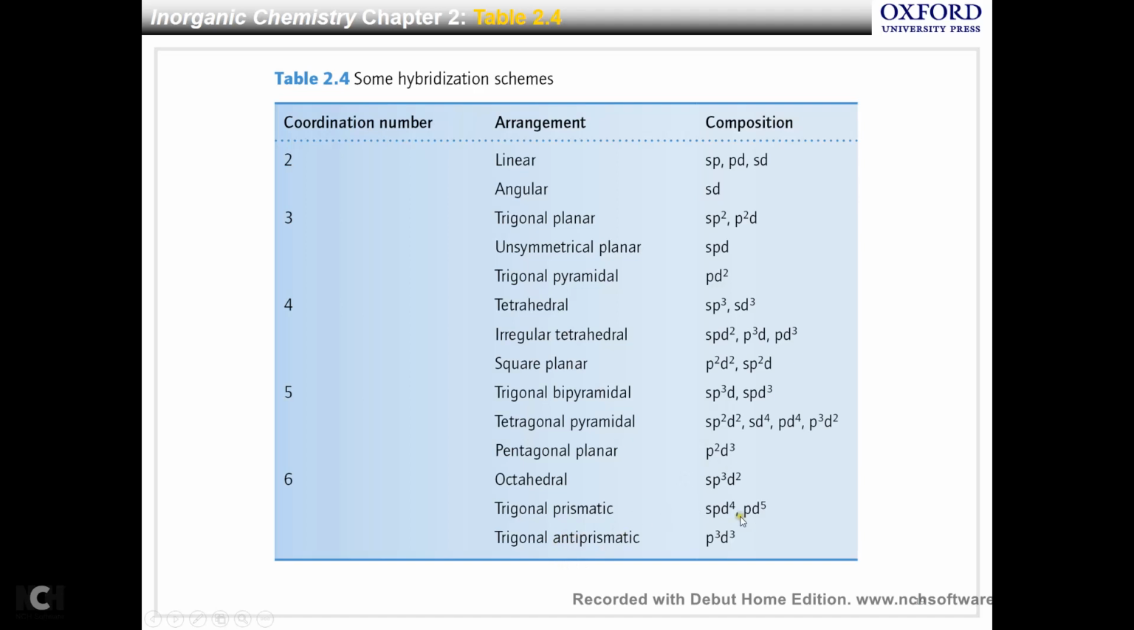So of course you can put some other atomic orbitals together to form some other different shapes. For example, 3 p orbitals, 3 d orbitals. I believe this is just px, py, pz, and this one is dxy, dyz, and dzx. And you take the linear combination of the 6 wave functions, you can form a trigonal antiprismatic shape.